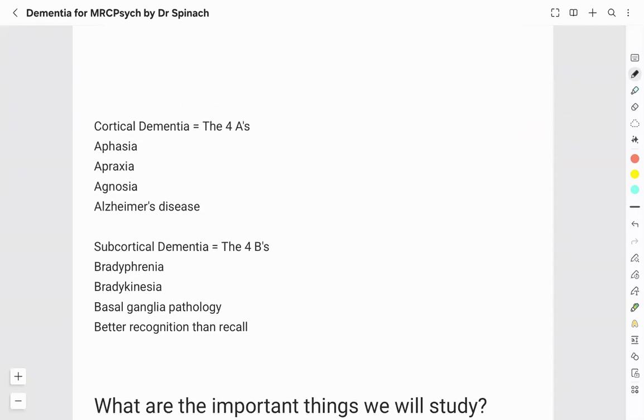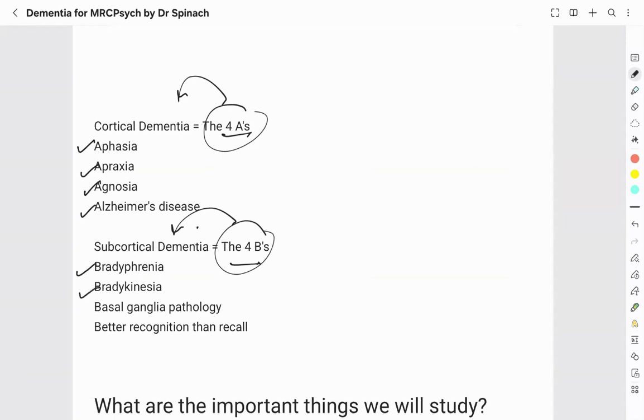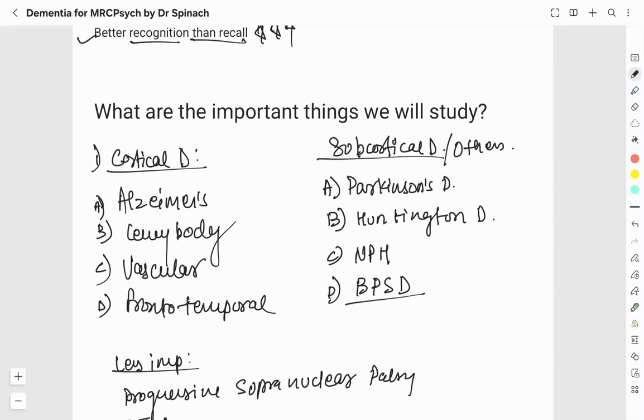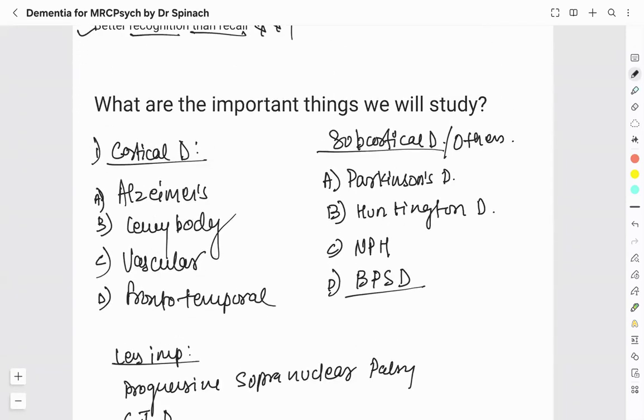So how you can remember cortical dementia and subcortical dementia is 4 A's and 4 B's. A for aphasia, apraxia, agnosia, Alzheimer's. 4 B's: bradyphrenia, bradykinesia, basal ganglia pathology, better recognition than recall. This is important. Better recognition than recall. These are some of the important things that we will need to study in dementia.